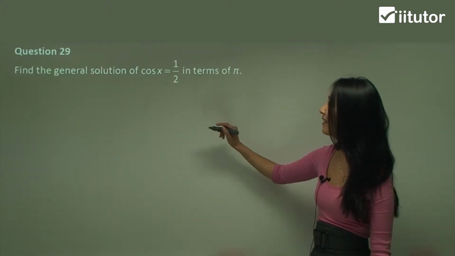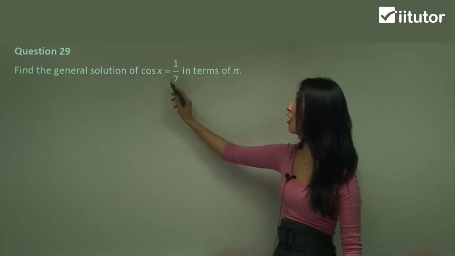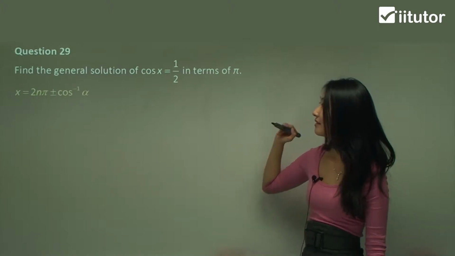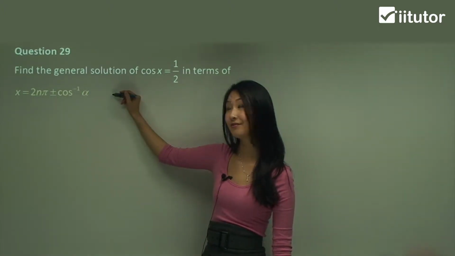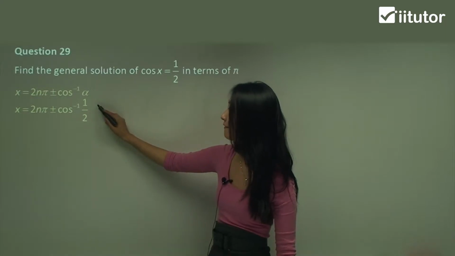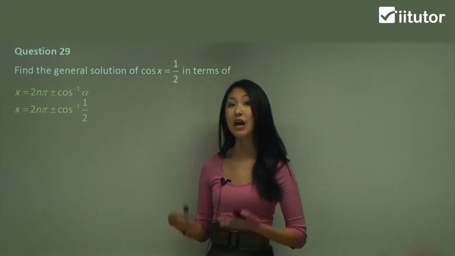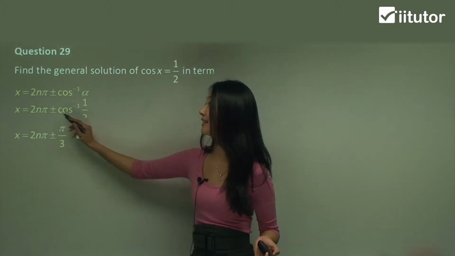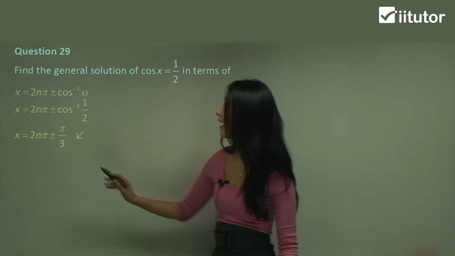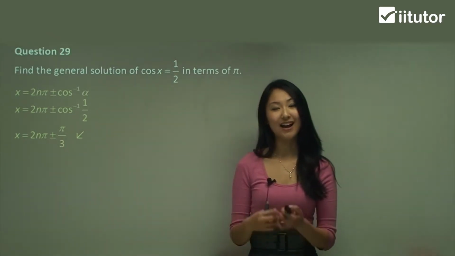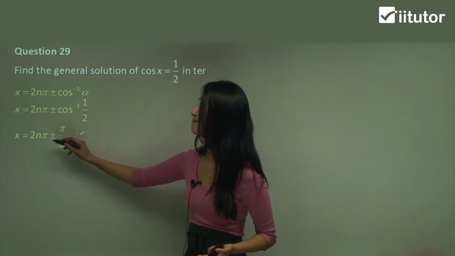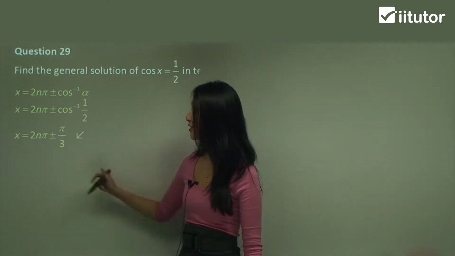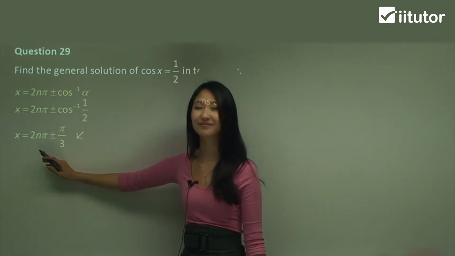In question 29, let's find the general solution of cos x equals 1/2 in terms of pi. This is our general formula, right? Now we just need to substitute alpha for 1/2 and think to ourselves, cos of what equals half? That's pi on 3, and we just leave that as is. Remember, the n value is what makes it a general formula because it can be any value. So n is just any integer. Therefore, for the general solution, we must leave the n in there like that.